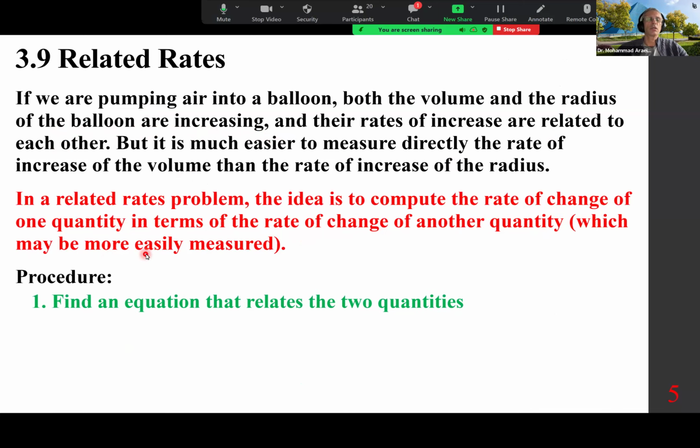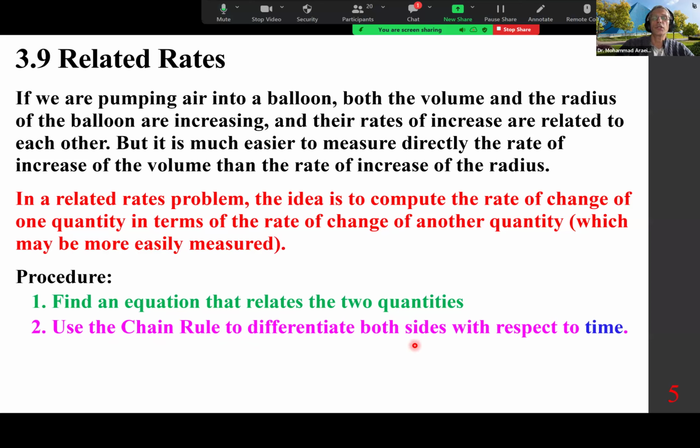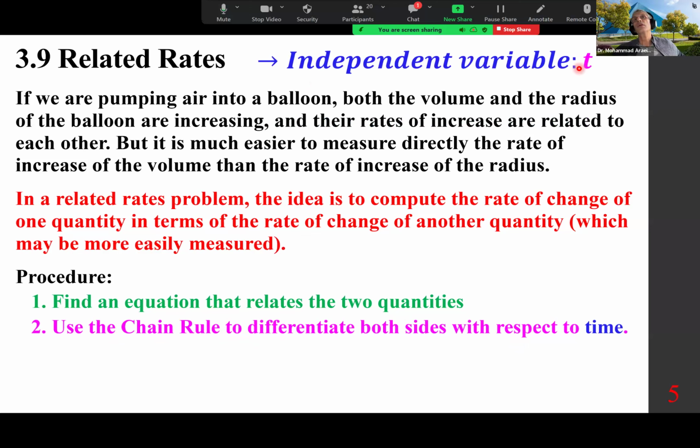So the procedure is, number one, find an equation that relates the two quantities. Number two, use the chain rule to differentiate both sides with respect to time, which means now the independent variable is t, and any other variable you come across is a dependent variable. Therefore, dy/dt, where t is the independent variable, equals dy/du times du/dt according to Leibniz's notation.